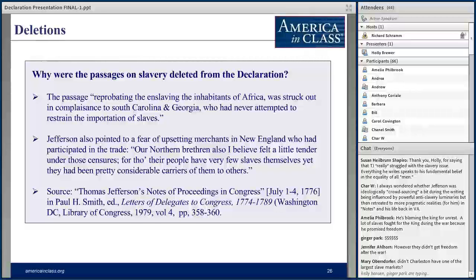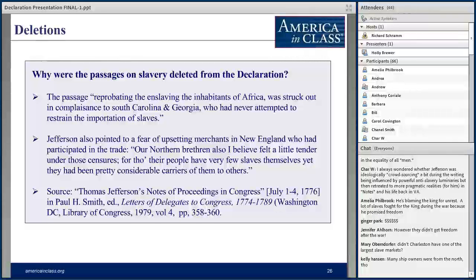Was it one of the largest? And yes, indeed, it was one of the largest slave markets. We also have an interesting comment here from Char about the Notes on the State of Virginia. Let me get that back up.